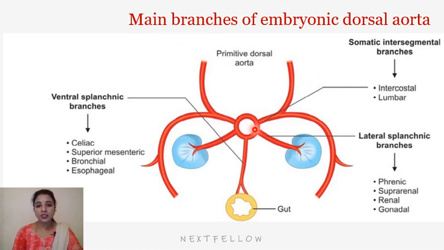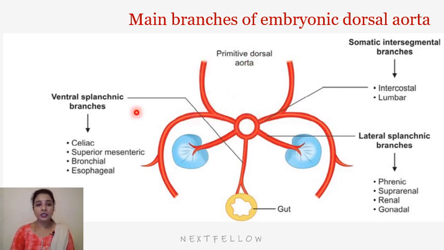Next, here is an image to understand the main branches of the embryonic dorsal aorta. So this is the dorsal aorta. The caudal parts of the aorta will fuse to form the primitive dorsal aorta, which forms the thoracic and abdominal aorta here.